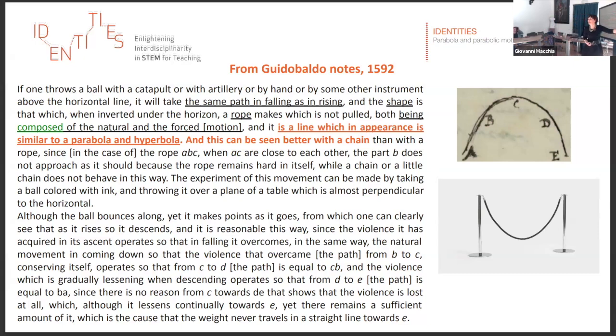So we can have good reasons to say that this curve is exactly the same curve that a chain has, a material object. We are in the material world with a material object. This is the same shape that a hanging chain has. So the idea is that it's a catenary, just because it's the shape of a material object. That can also be interpreted in terms of the shape obtained by combining violent and natural motion.